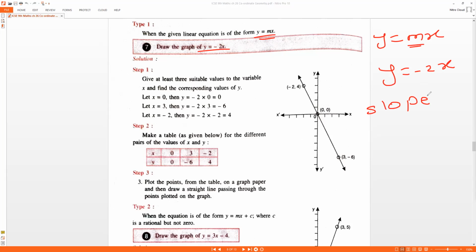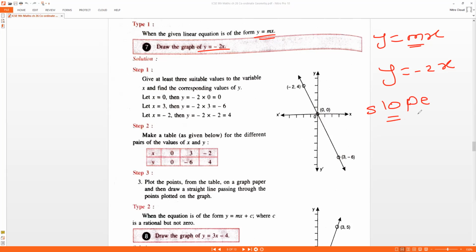In fact, we have done that in physics, if you remember. In physics, graphical representation of motion, linear motion, one dimensional motion. In that we have learned this. Yes. So basically, what is the slope?